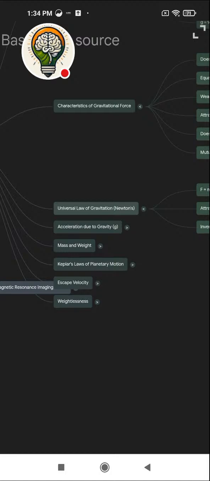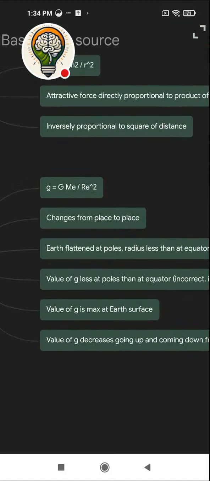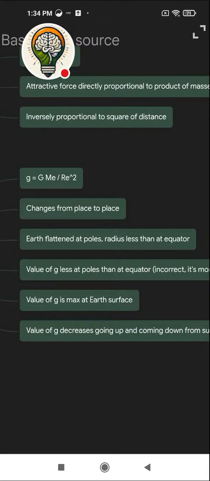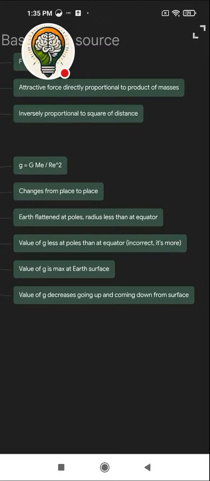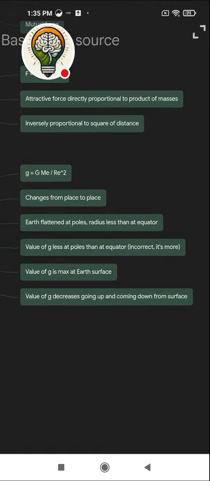Then the acceleration due to gravity: g equals G Me by Re square, and it changes from place to place. Earth is flattened at the poles and its radius is less at the poles than at the equator, so the value of g is more at the poles and less at the equator. The value of g is maximum at Earth's surface, and decreases going up above and going down below the surface.